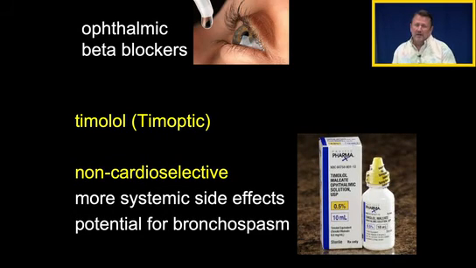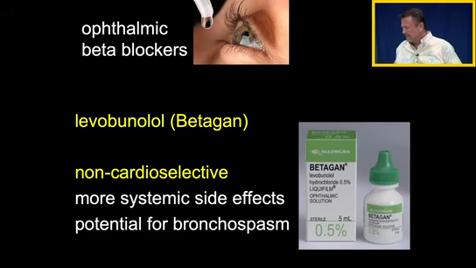Timolol is a non-cardioselective beta blocker. That means there's going to be more systemic side effect. If you look at the package insert for Timolol, Timoptic, it will say the potential for bronchospasm is high. Maybe we should avoid this in asthmatics and people with obstructive pulmonary disease. Betagan is, again, a non-cardioselective beta blocker that we can use as an ophthalmic eye drop.